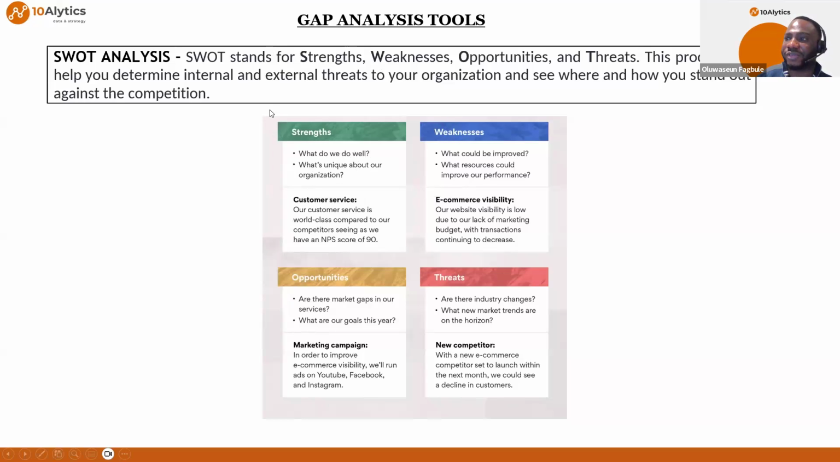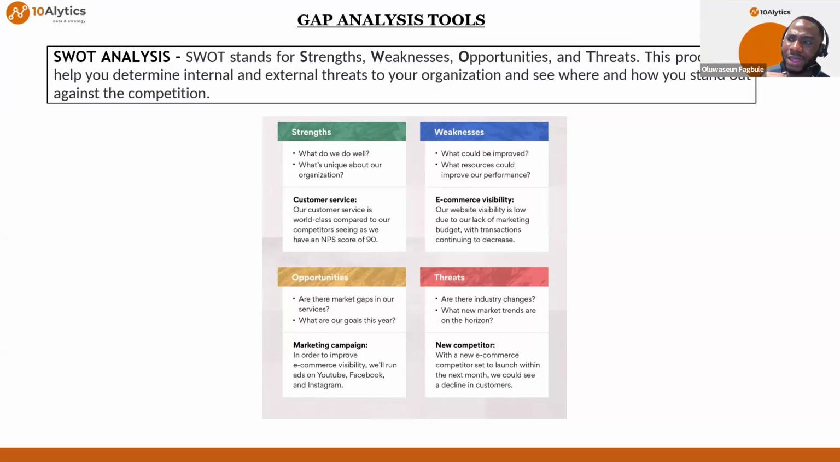So the S, which stands for strengths. Here you want to start asking questions around what are the things that we do well? If it's a company that you're analyzing, or a process, what are the things that work well as part of this process? If it's a product, what are the features? What are the things that work really well as regards this product? What's unique about this product, this process, this organization? Those are the things you would identify as your strengths. An example: say our customer service is world-class compared to our competitors, seeing as we have an NPS score of 90. So that's the strength for this particular company. Their customer service is world-class because their NPS score is 90.